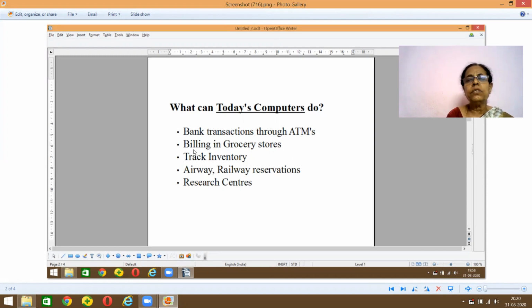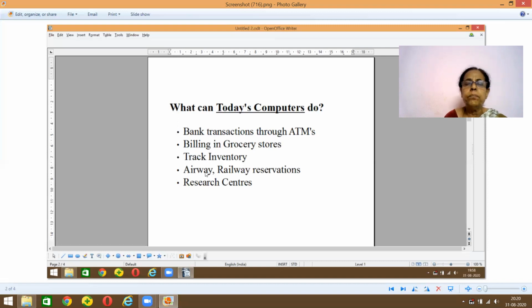Then billing in groceries. In the grocery stores, when you buy anything, everything is done through billing. You can take the example of stores like Reliance, Food World and DMart. All these places have billing done with the help of computers. The third thing is it tracks inventories. Inventories means all the goods that come in are tracked. How many goods are being loaded into the truck, or how many have been downloaded or sent back. This is called tracking the inventory, done through computers.